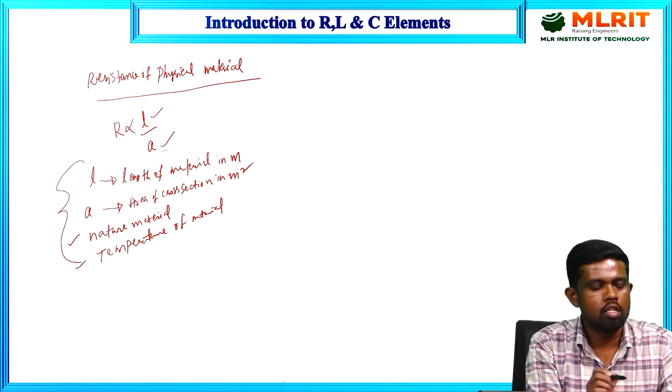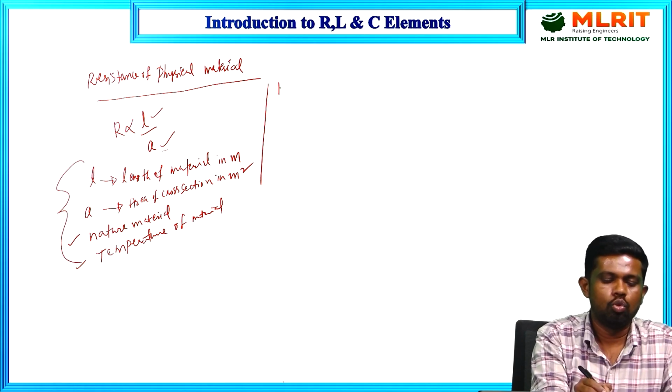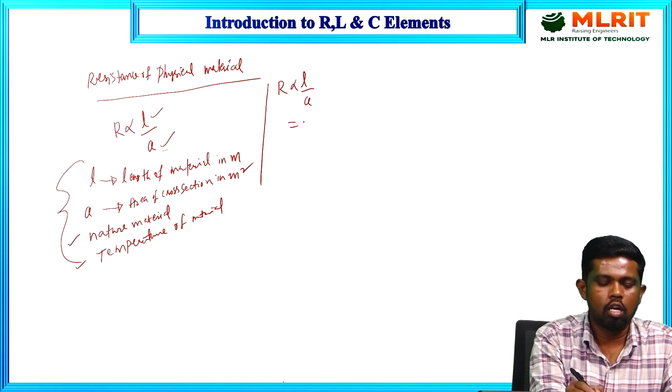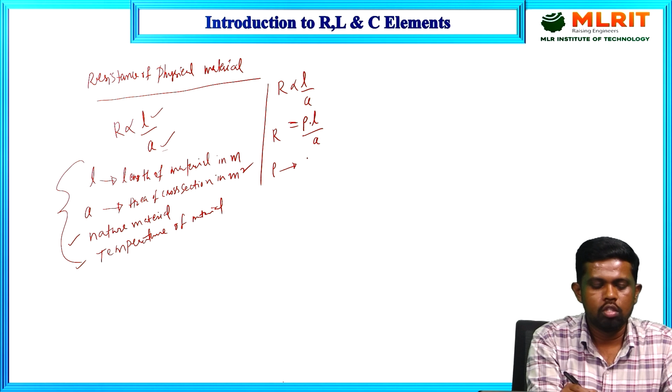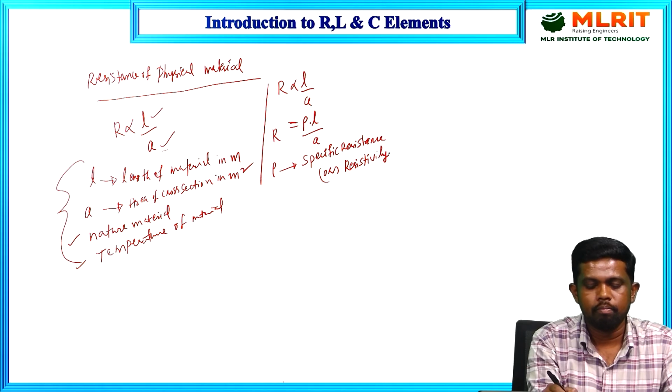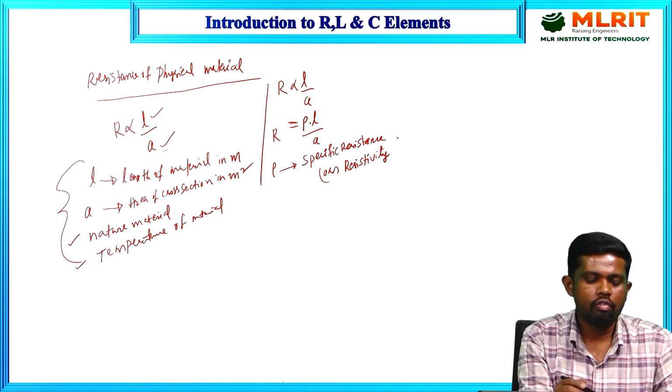So based on this formula, we can write R directly proportional to L by A. Then removing the proportionality, we get the proportional constant rho, so R equals rho L upon A, where rho is the specific resistance, also called the resistivity of the material. So how can we define the resistivity of the material?